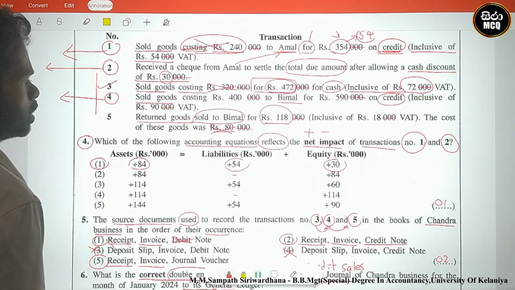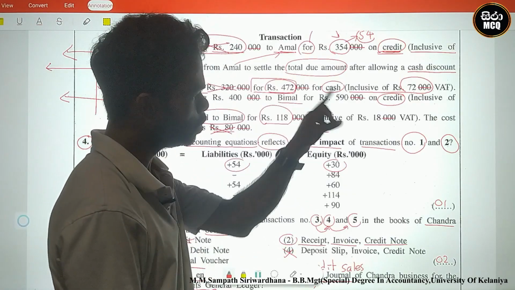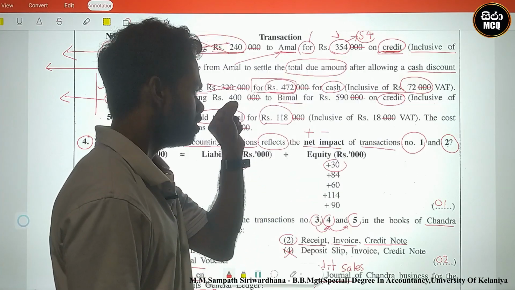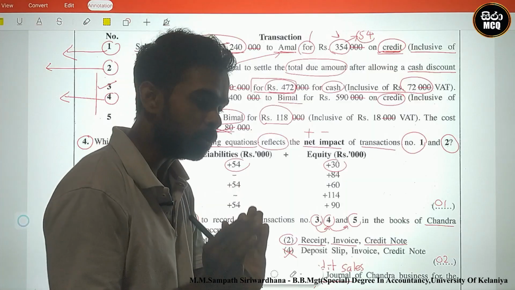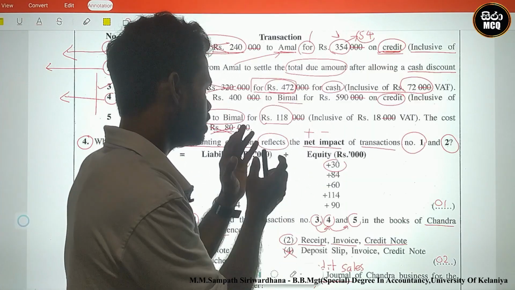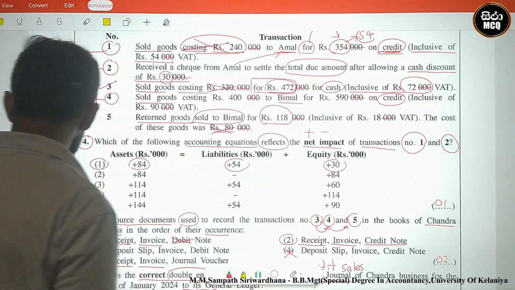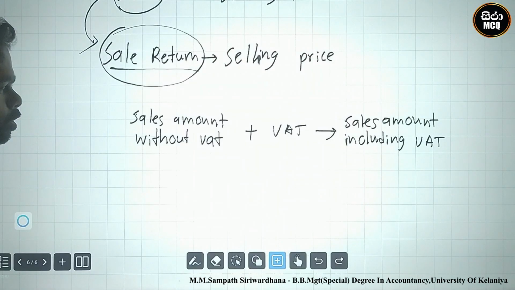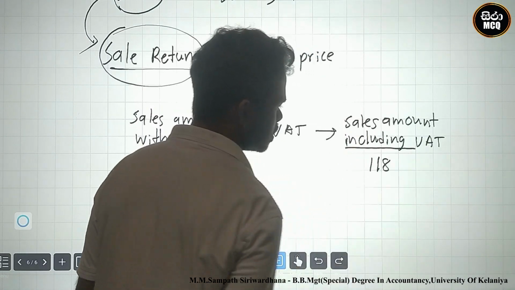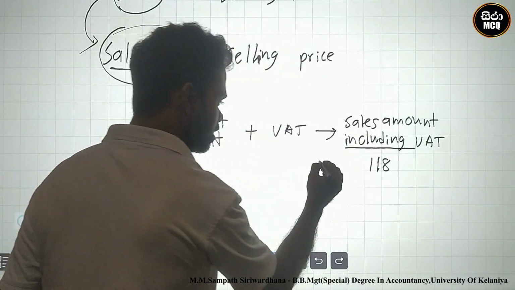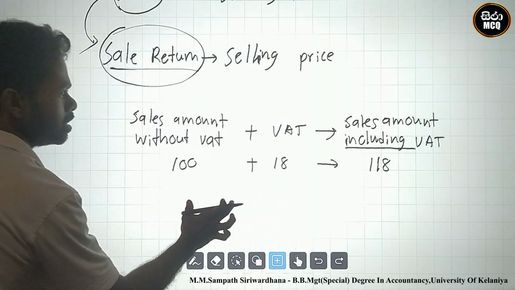What is the amount of the sales price? Return of goods sold to Bimal for 118 inclusive of VAT. Inclusive means 118,000 is the amount including VAT. I use this to fulfill 118,000. Why? Including VAT. What is the VAT amount? 18,000. Without VAT, 100,000.